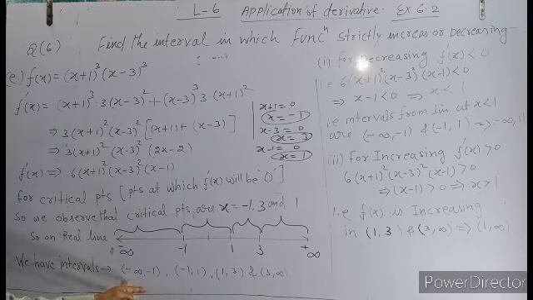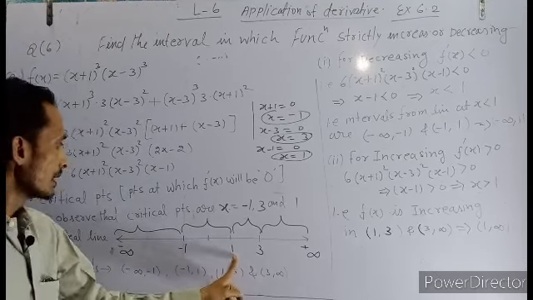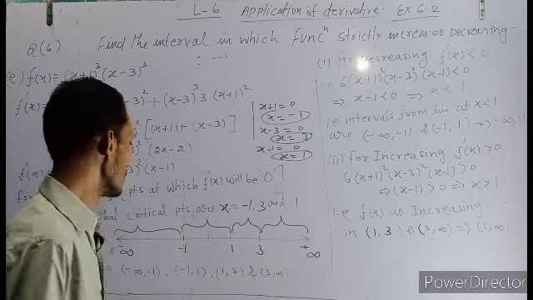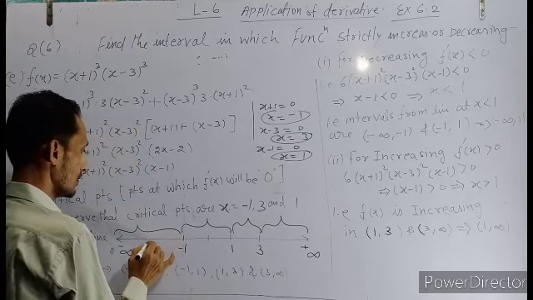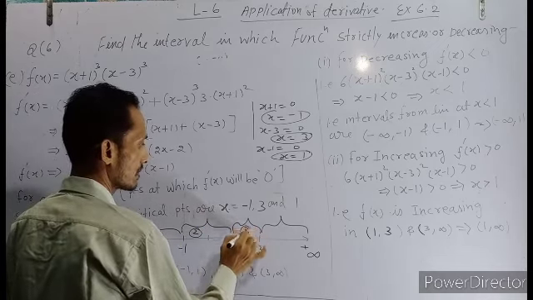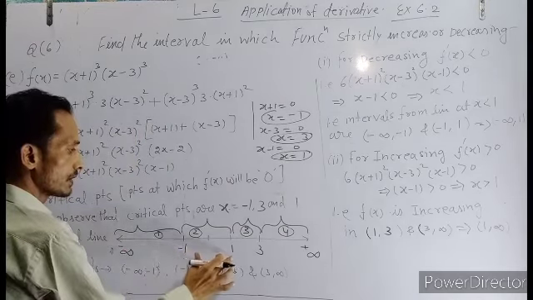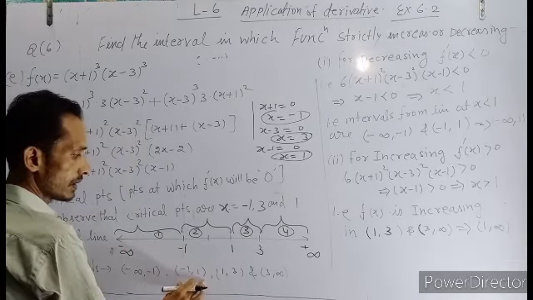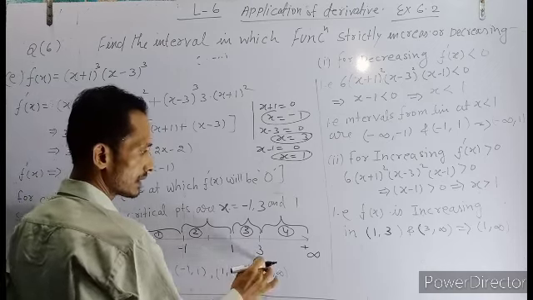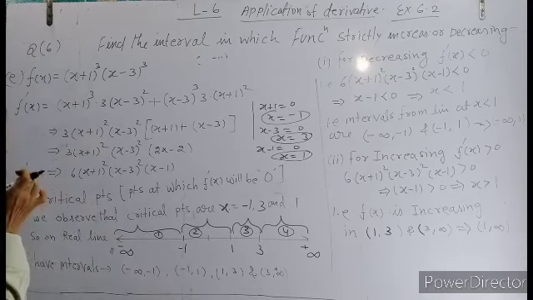So we have the intervals minus infinity to minus 1, the first part. The next interval, minus 1 to 1, the second. Third part, 1 to 3. And 3 to plus infinity, that is the fourth interval. So we can observe that we have four intervals.